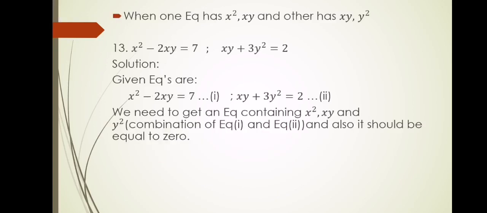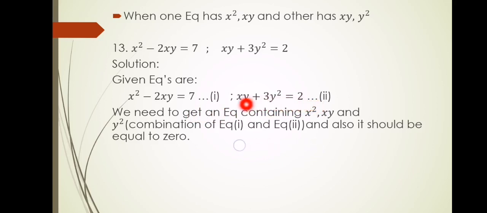Now we will solve the sums related to the condition number 3, that is the system of simultaneous equations, which should be the quadratic one, but out of the two equations, one equation must have x square and xy and the other one should have xy and y square. The given equations are x square minus 2xy is equal to 7, equation number 1, and xy plus 3y square is equal to 2. It is our equation number 2.